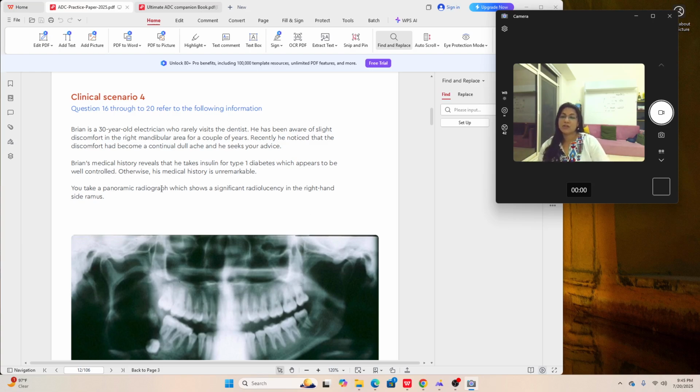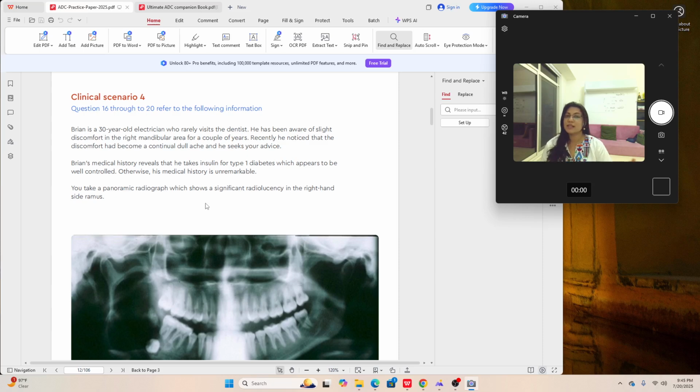Now, his medical history reveals that he takes insulin for type 1 diabetes, but which appears to be well controlled. So he's kind of a healthy patient with just a controlled diabetes, so it's okay. Otherwise, his medical history is unremarkable. You take a panoramic radiograph, OPG. The first line of treatment is always OPG. Advanced diagnostics is CBCT. The first line always stays as OPG.